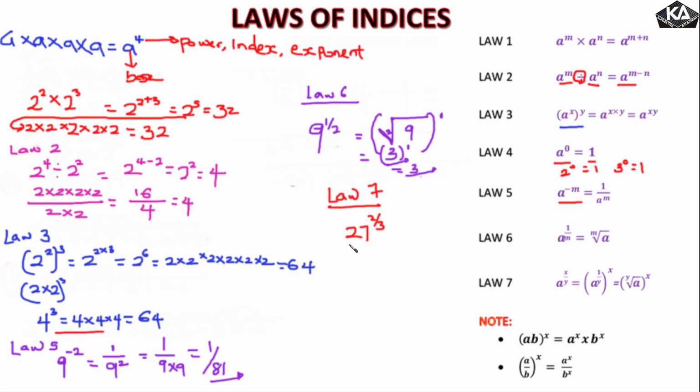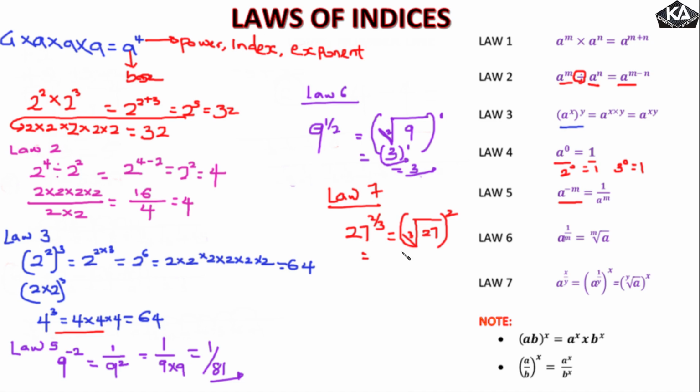Now here, what are we going to do? This will result in your denominator. Your denominator will be here. Now get it very well. Then you put your 27 here. Then this will be raised to power the numerator 2. Now, this becomes the cube root of 27 raised to power 2.